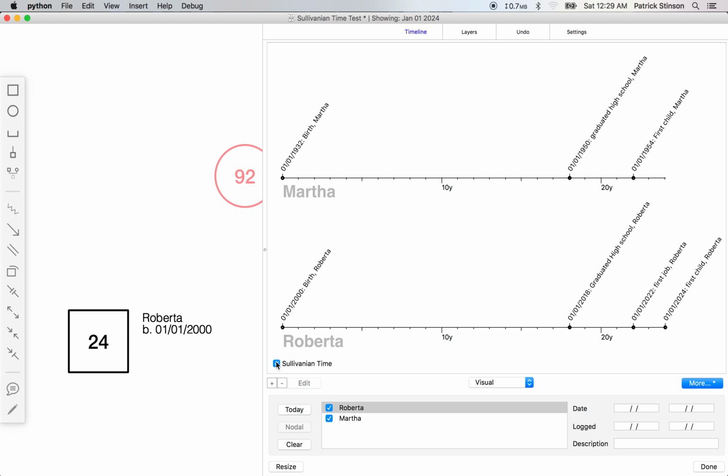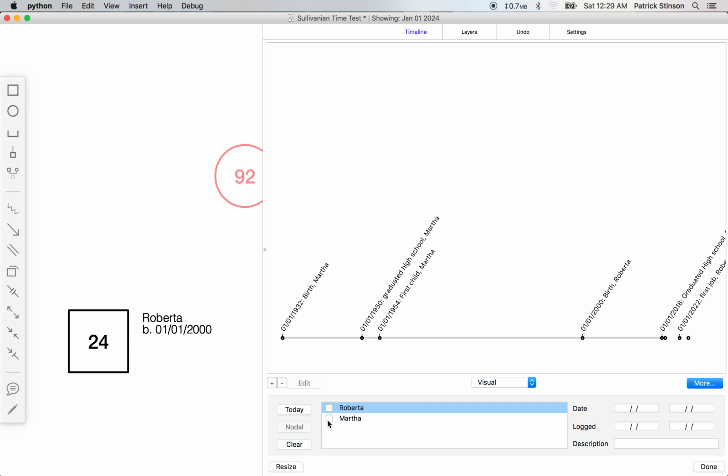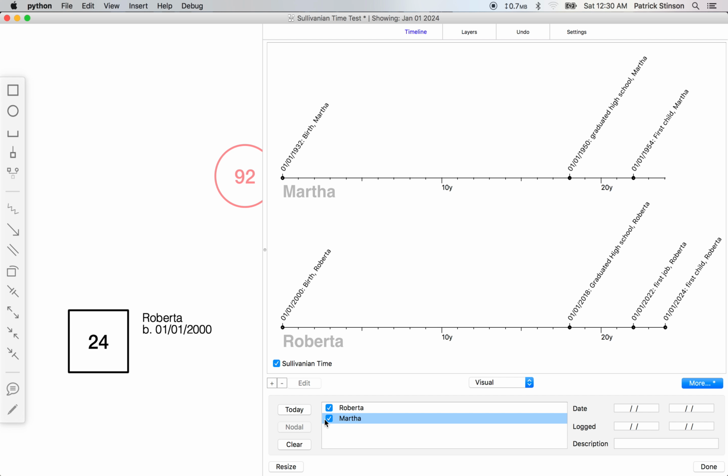So then again, if I deselect these tags, then it goes back to the standard timeline where it just shows all the events in the entire family. So you can see Martha's events here on the left and Roberta's events here on the right, and the time span in between. Going back to the other way, with Sullivanian time checked, then you can compare the lifespans of the two lives.